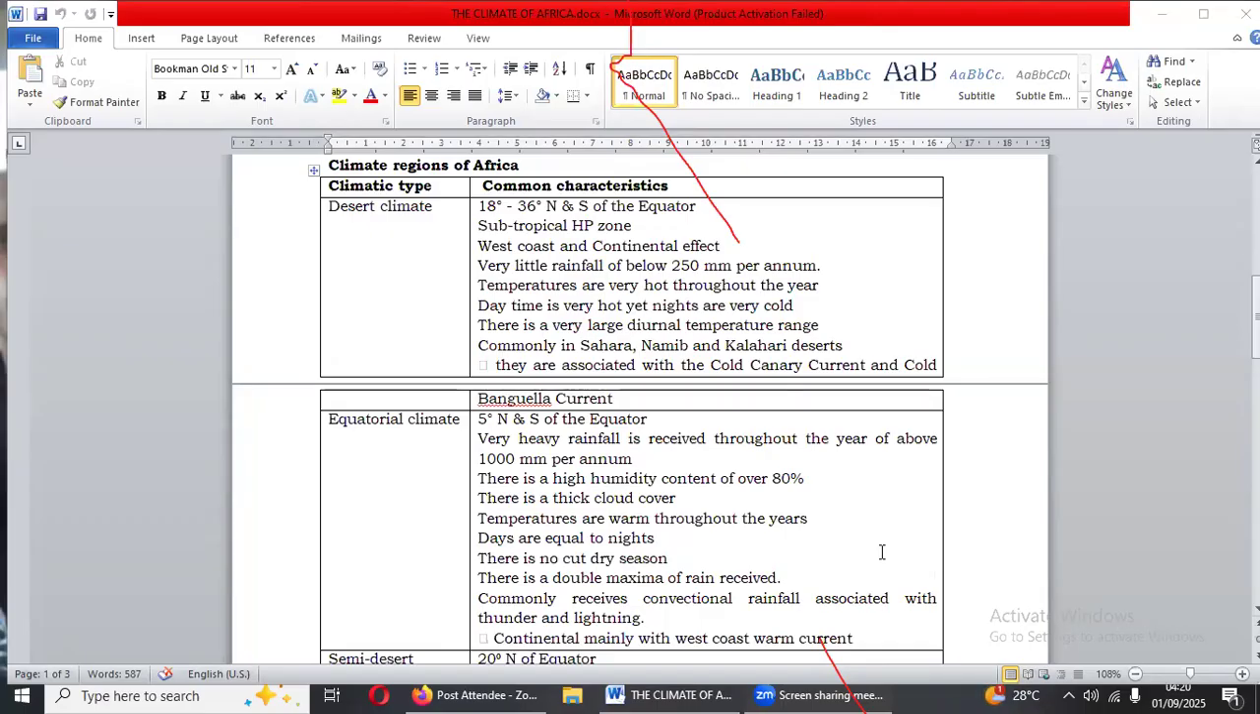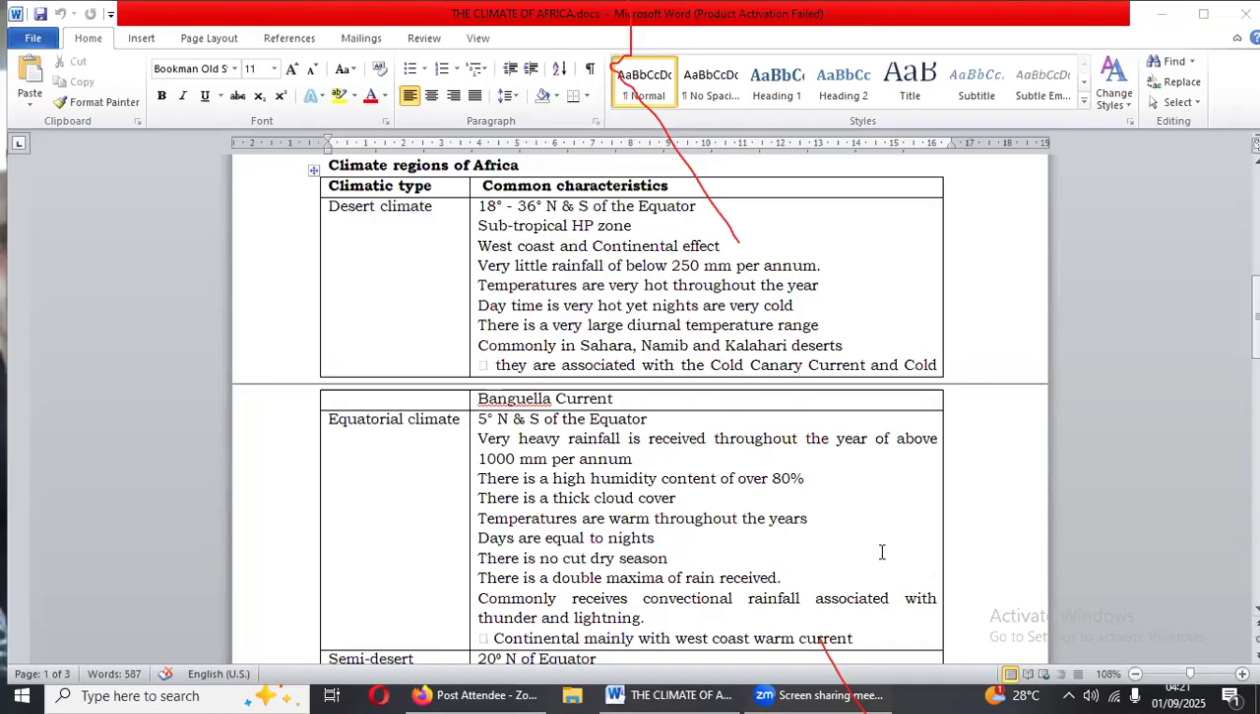Very little rainfall of below 250 millimeters per annum. We all know that it is a very common extinct to all of us that whenever we go to desert climate, little rainfall is received. Whenever rainfall is below 250 millimeters, then we say that rainfall is little.